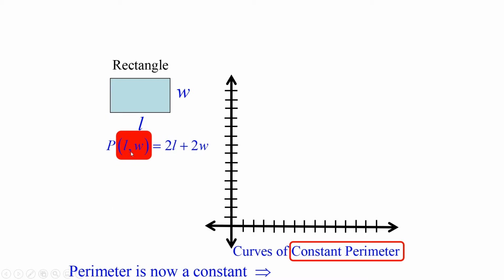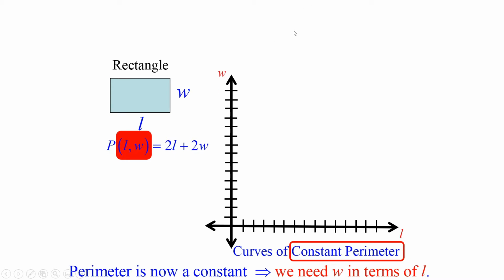variables, L comma W. Think about a typical point, X comma Y. X is independent, Y depends on X. It's the same thing here. L is my independent variable, and W is my dependent variable. Putting L on the horizontal axis and W on the vertical axis. So we need W in terms of L to make that happen. Okay, I'll go and put that on the graph now.